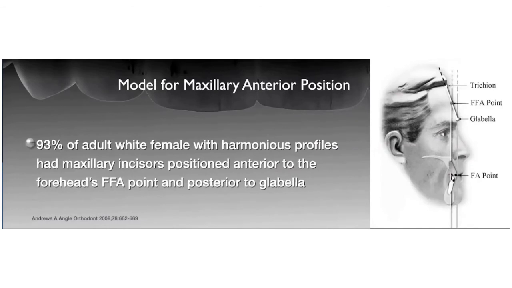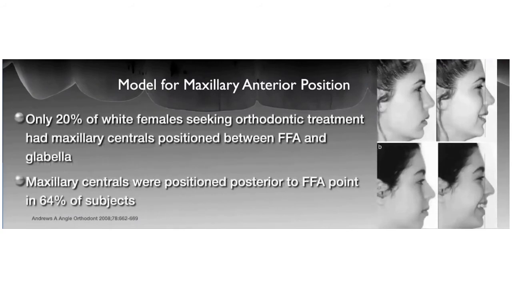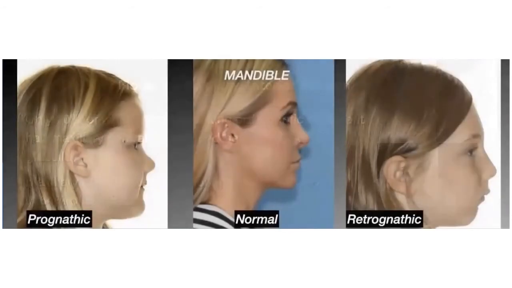In looking at his orthodontic patients, he limited them to adult white females, so he took out racial variations. He said that the ones who had the attractive smile with the good profile associated with it, 93% of the time, the facial surface of the central incisor basically landed on that line to glabella. When he looked at his orthodontic patients that were coming into his practice routinely, only 20% of the time did the tooth fall in the appropriate position. Most of the time, the maxillary central was significantly behind the line, meaning they were not only mandibular retrognathic, but also maxillary retrognathic as well.